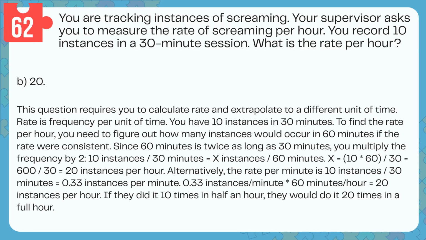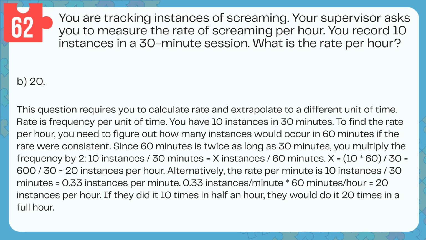Answer. B. 20. Explanation. This question requires you to calculate rate and extrapolate to a different unit of time. Rate is frequency per unit of time. You have 10 instances in 30 minutes. To find the rate per hour, you need to figure out how many instances would occur in 60 minutes if the rate were consistent. Since 60 minutes is twice as long as 30 minutes, you multiply the frequency by 2.